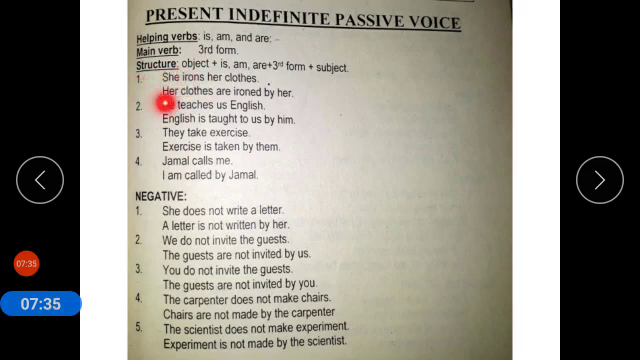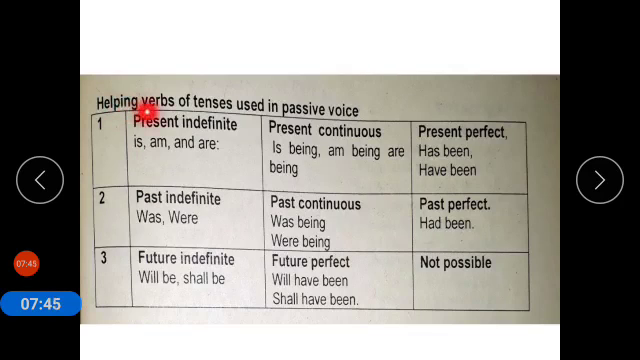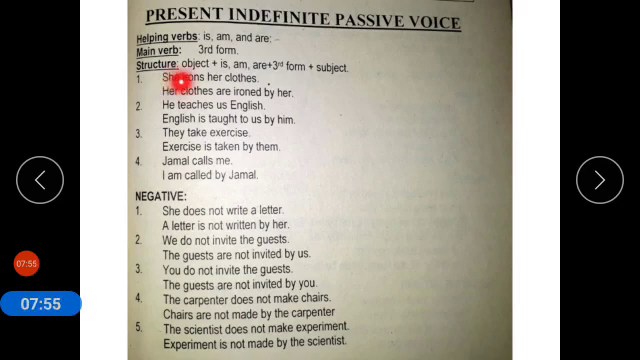So we have to change it into passive voice, and we will keep in mind that chart of helping verbs of tense used in passive voice. So for present indefinite tense, we will use is, am, are. So she irons her clothes, so object will take the position of subject. So we will use her clothes. Her clothes is the object in this sentence, and when we make the passive voice, we will use this object at the start of the sentence. Her clothes, this is object. Her clothes, now this is subject.